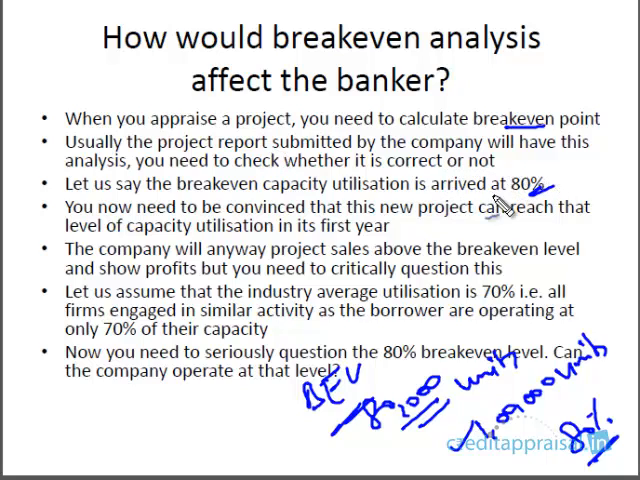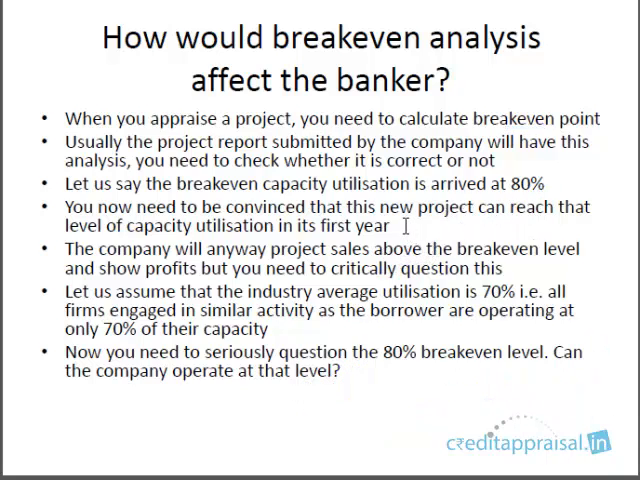What you need to do is to check whether this is correct; you have to scrutinize and analyze this 80%. Now the break-even capacity utilization is 80%. The company has to operate at a minimum capacity of 80%. Now you have to be convinced. First of all, there are a couple of issues you need to look into. Whether the company in the first year of operation itself can reach this 80%, right? Now that is something which usually you do not take into account.